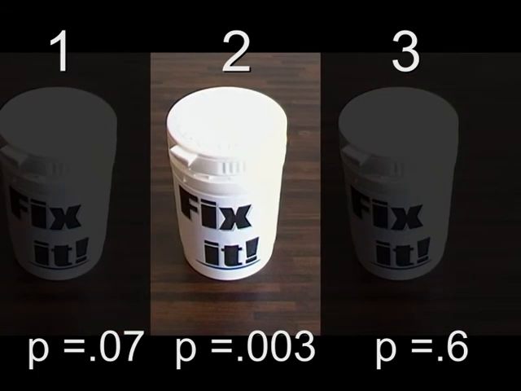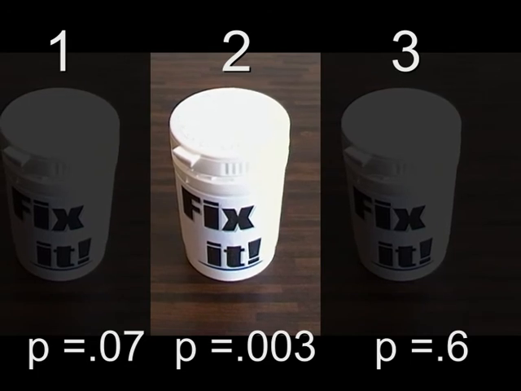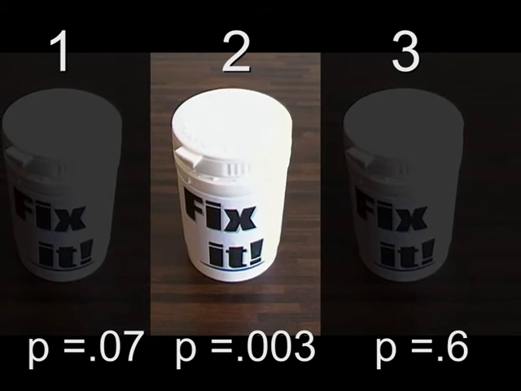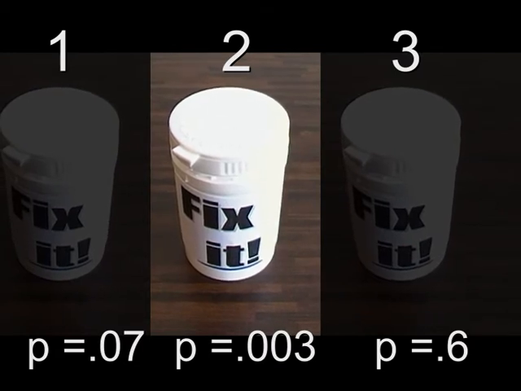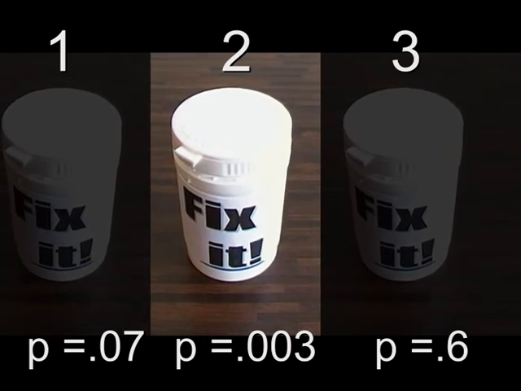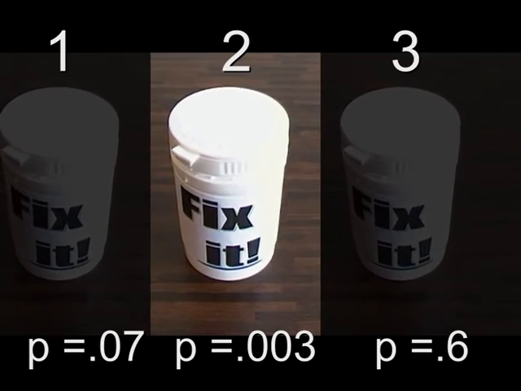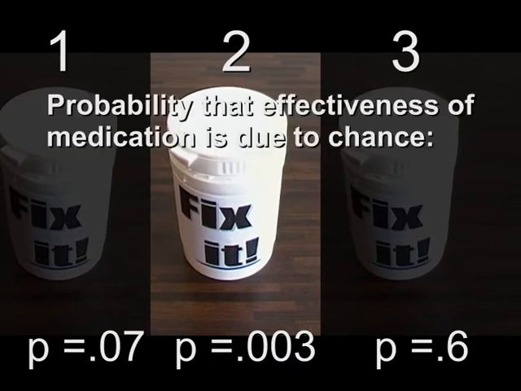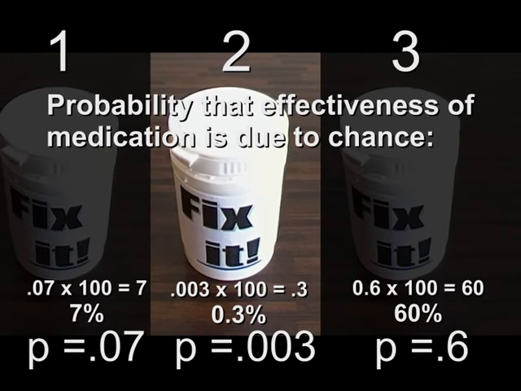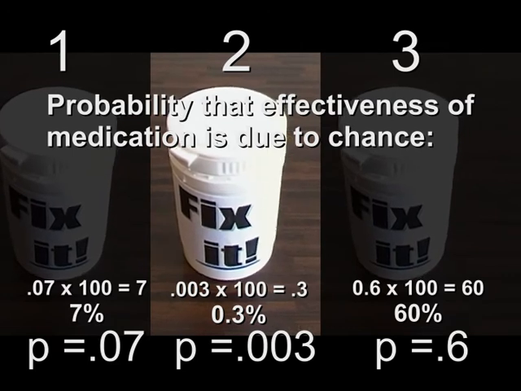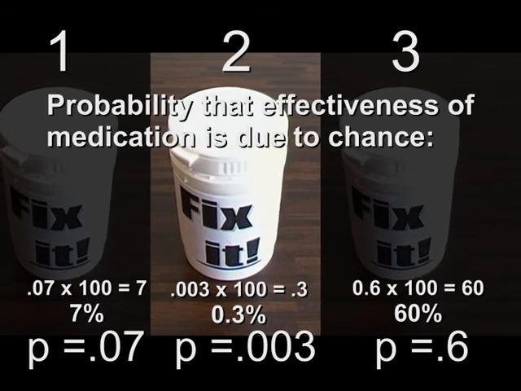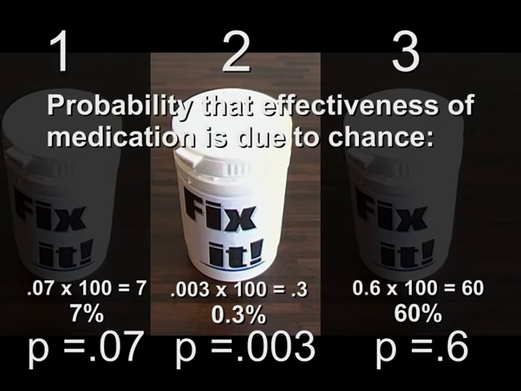So the answer to this question would be option 2. This is because it has the smallest p-value compared to the other options, which illustrates that it has the smallest probability that the findings of it being effective were due to chance. We can illustrate this further by converting the decimal values into percentages by multiplying them by 100. Pause for a moment if you want time to think. As you can see here, option 3 is the worst out of the other options because it has a 60% probability that its effectiveness was actually due to chance.